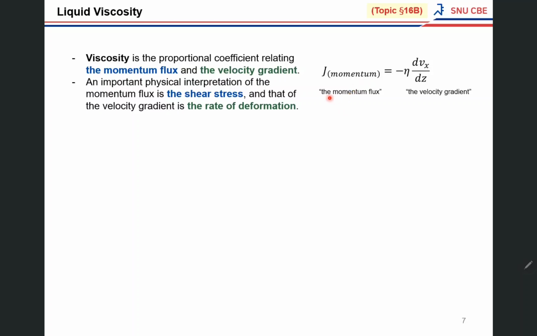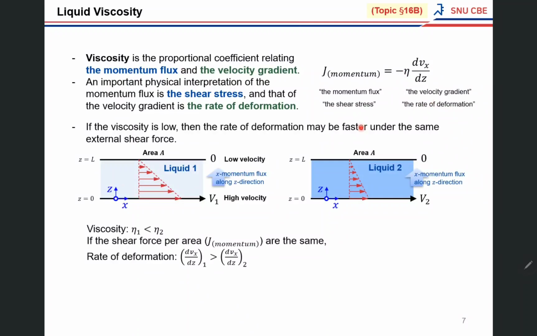So basically, this equation can be applied to correlate the momentum flux and the velocity gradient. One physical interpretation of the momentum flux is the shear stress, and the velocity gradient can be understood as the rate of deformation. So the viscosity is the property of the liquid that correlates the shear stress and the rate of deformation. So let's think about these two cases. We have liquid 1 and liquid 2, and here the same shear stress was given, but a different velocity gradient was developed.